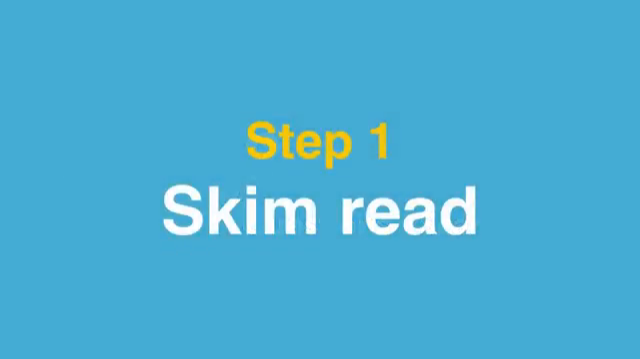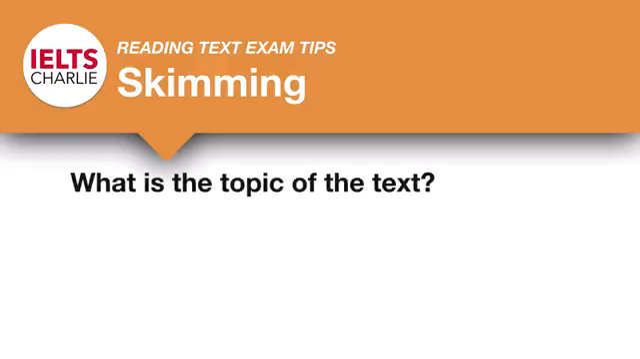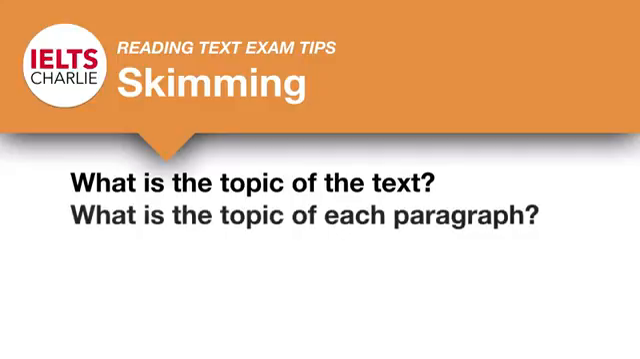So step 1 is skim read. Now, skim reading is not fast reading or speed reading. It's a very deliberate, very specific strategy. And what you've got to do when you skim read is your task is to find out, first of all, what is the topic of the text. So what is the text about? And secondly, what is the topic of each paragraph? So what is each paragraph about?